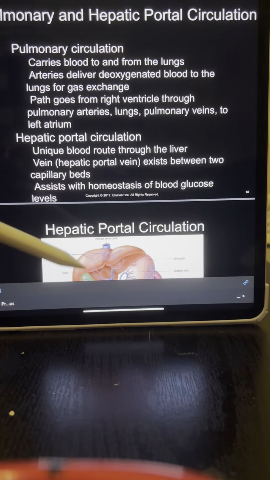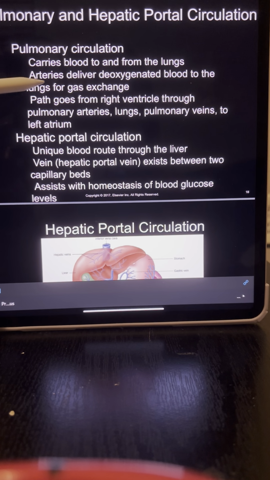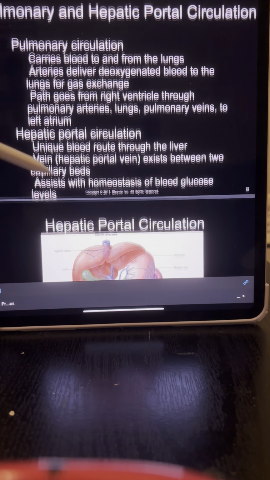All right, pulmonary circulation. This carries blood to and from the lungs. So pulmonary circulation just has to do with your lungs. Your right ventricle pumps it to your pulmonary arteries into your lungs, where it gets oxygenated, where it says, give me my payment of oxygen, and we'll make the drop of CO2. Path goes from right ventricle, we read that.